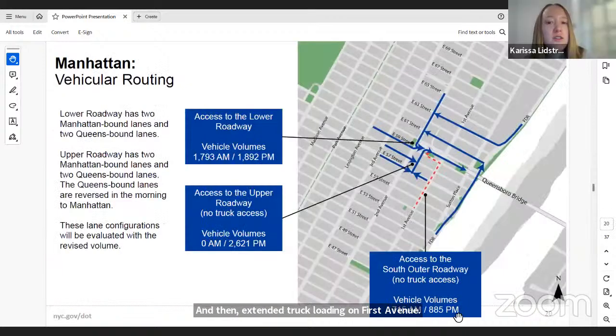And then zooming out and thinking about the overall vehicle network with the South Outer Roadway closed to vehicles, there are other access points to get from Manhattan to Queens. So we have the lower roadway and the upper roadway. And we are looking at the lane configurations of both of these roadways with the revised volume from the South Outer Roadway being closed.